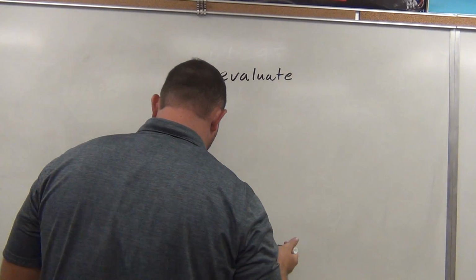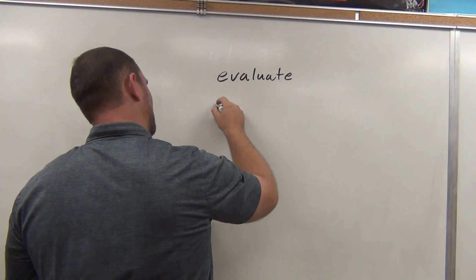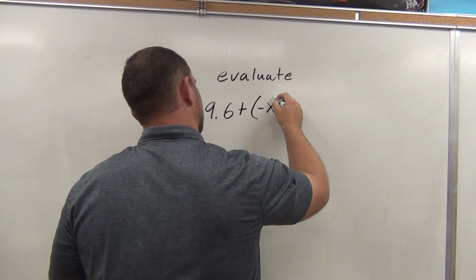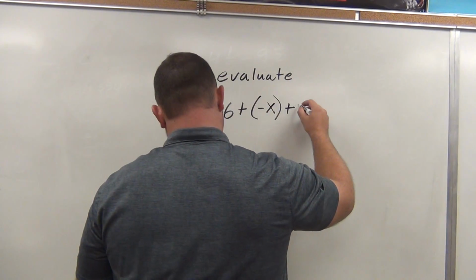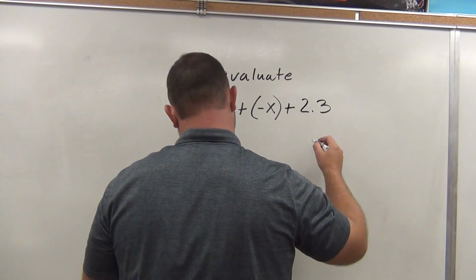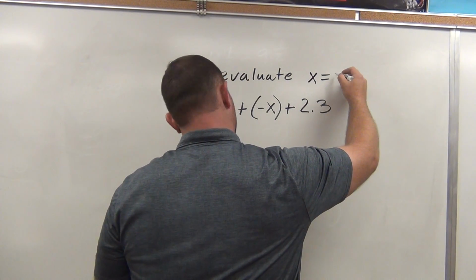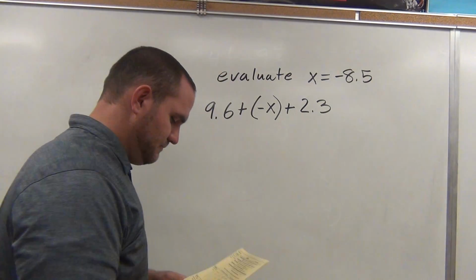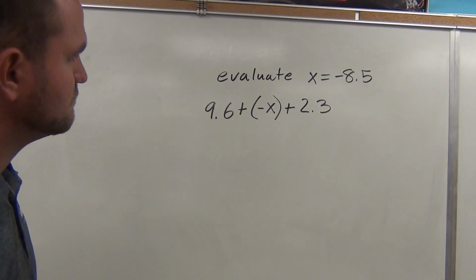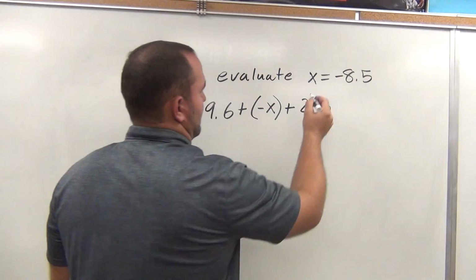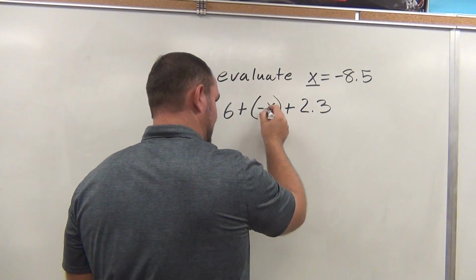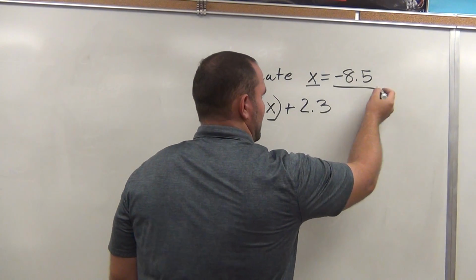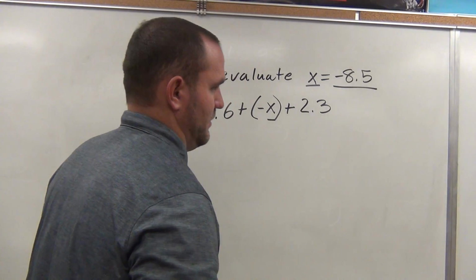So once again, you are evaluating. So the problem is 9.6 plus negative x. Now, pay attention to that. Plus 2.3. And x equals, let's see, what did I put? Negative 8.5. I have x here, x here. I have a negative sign there, but we'll show you how to handle this in a second. Negative 8.5. All right.